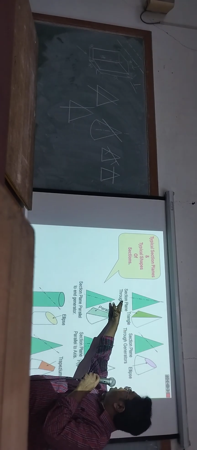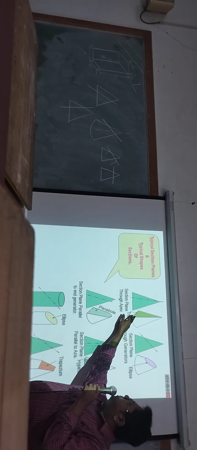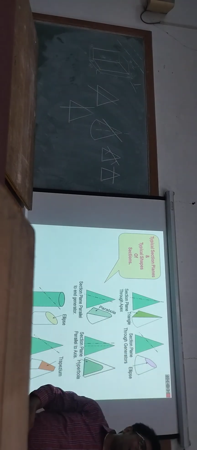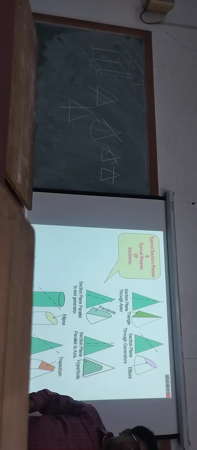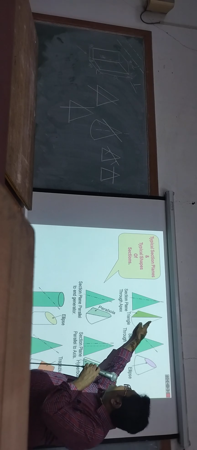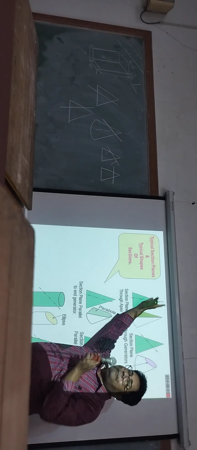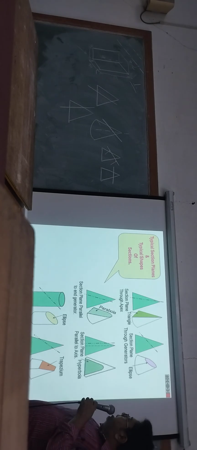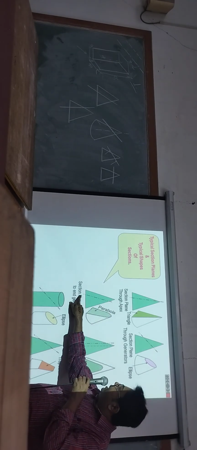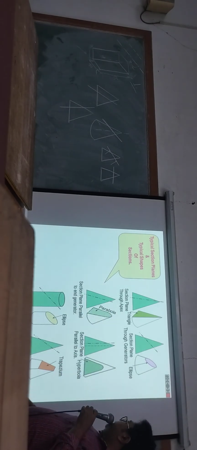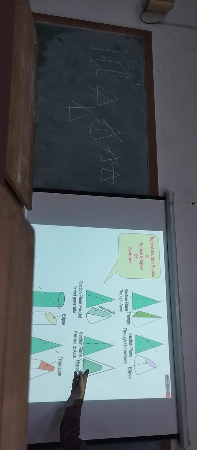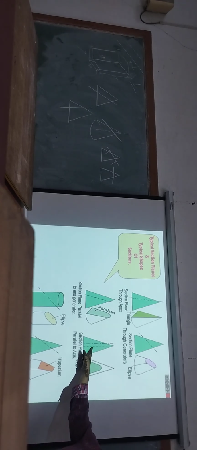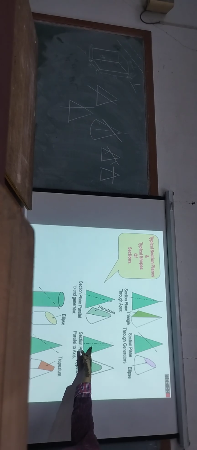If you cut in this way, you are getting a triangle. If this cutting line passes through the center also, you will get the triangle. You will get this shape when it is passing through the apex. But if it is not passing through the apex, like this, then you will get the parabola. Here you are getting a hyperbola, where the cutting line is parallel with the center line and also cuts the base.